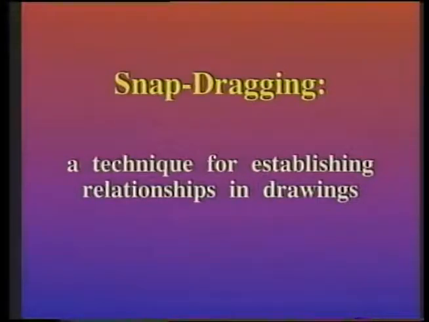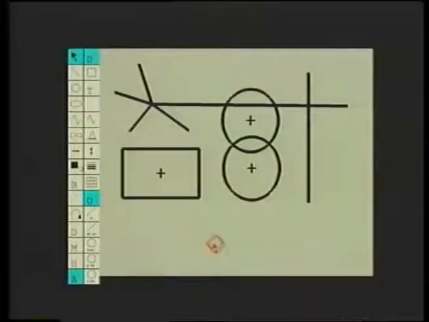Briar uses a technique called snap dragging to help establish relationships in drawings. The pointer arrow is directly controlled by the mouse. The cursor follows the pointer arrow but snaps to objects when they are nearby. It has a preference for interesting points such as endpoints, centers, and intersections.